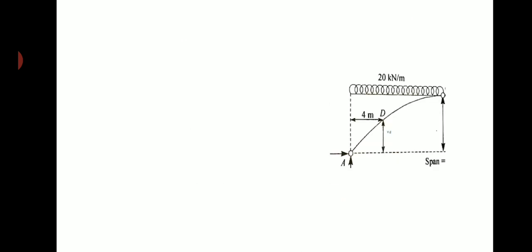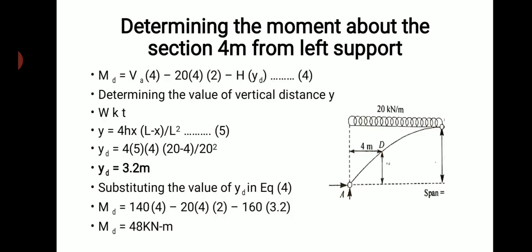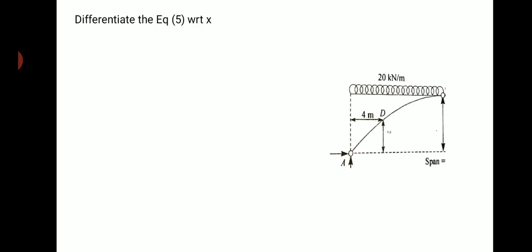The next step is solving for the normal thrust and radial shear. You need to differentiate equation 5. Equation 5 here is y is equal to 4hx into (L minus x) divided by L square. So you need to differentiate equation 5 with reference to x so that you will get the value of theta. Why do I need to differentiate with reference to x? Because, as I know, for the normal thrust and radial shear, in the beginning of this lecture series I have given an expression which contains the value of phi or theta, that is the angle value.